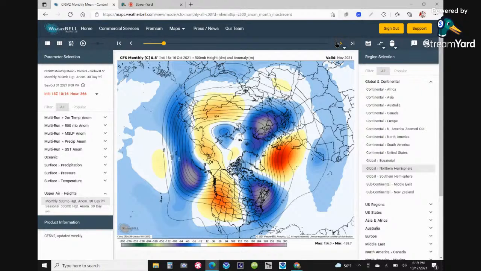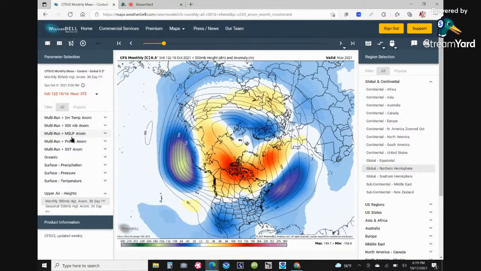So November, this 18Z run, and I'll go back and show you November of the previous run. So you see here flatter negatives across pretty much all of the U.S. More of a west to east ridging with the orientation of the positives.